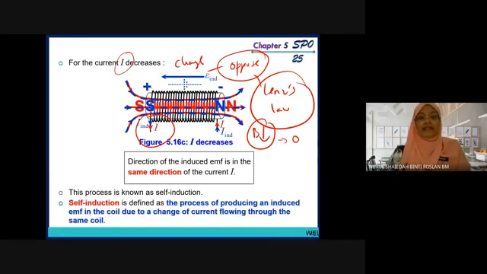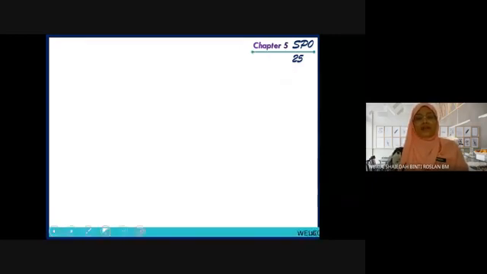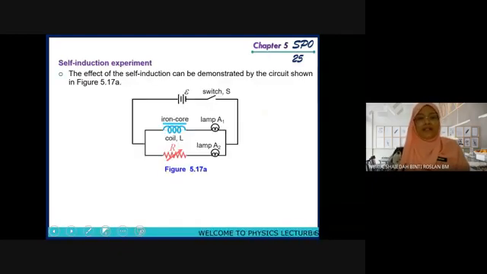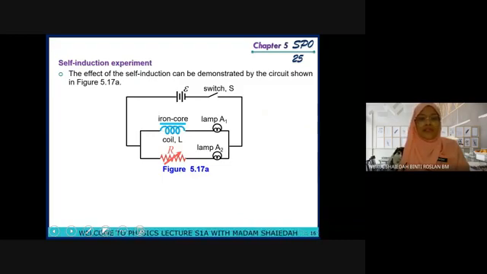Okay, boleh. Itulah kita panggil dia self-induction. So self-induction is the process producing an induced EMF in the coil. So we want to produce EMF inside the coil due to the change of current flowing through the same coil. So dia adalah disebabkan perubahan. Okay. Alright, so tengok kepada ini eksperimen self-induction experiment untuk demonstrate the circuit.